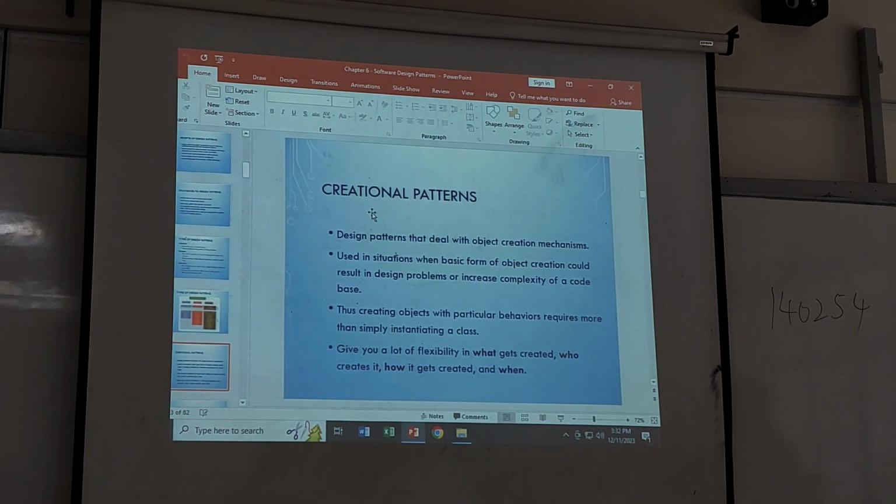Creational patterns help provide a pattern for us on how we are going to create an instance of an object. As I said just now, when we create an instance of an object in OOP, it's not as simple as just class A equals to new class A. It's definitely fine for a single program. But if you're going to use object orientation to deal with it, then it's actually not as simple.